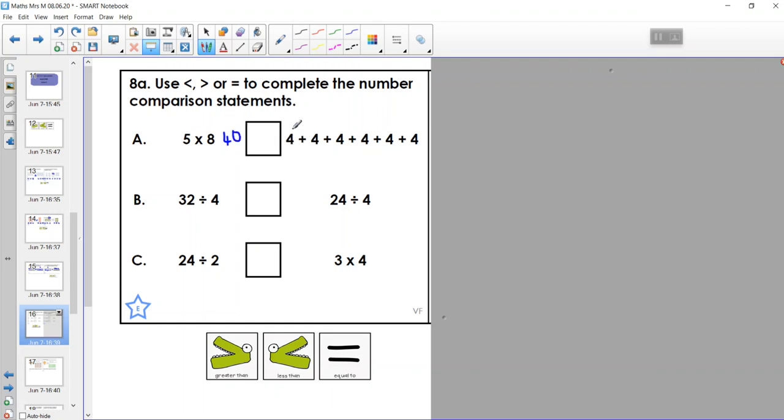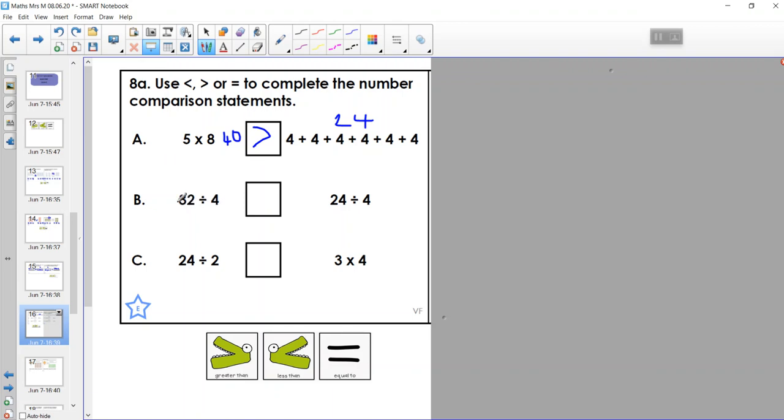And I've got 4, 1, 2, 3, 4, 5, 6. And I know that 6 4s are 24. So is 5 times 8 less than, greater than, or equal to 6 lots of 4? You're right, it's greater than.